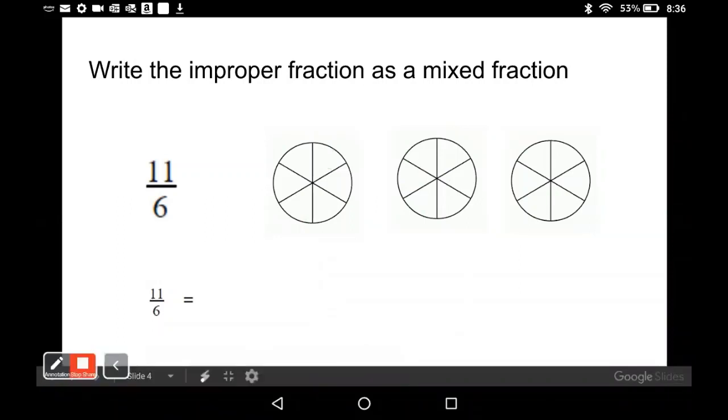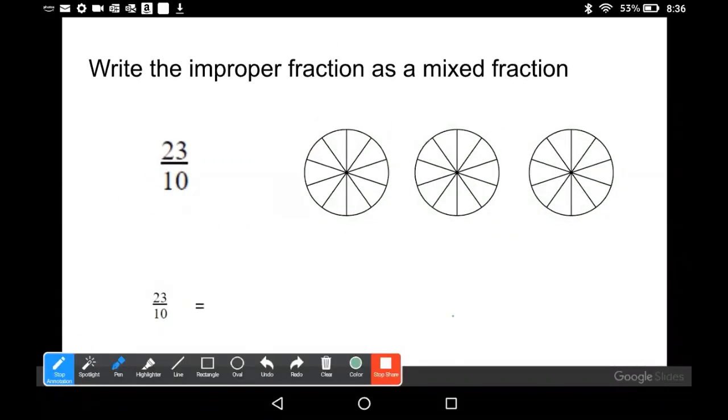23/10. Okay, so let's think about the picture. 23 tenths. There's 10, that means this is how many pieces it's divided into. So there's 10 pieces. If I color a whole thing, how many tenths do I have? I have 10 tenths. Another word, 1, right? I have one whole one here.